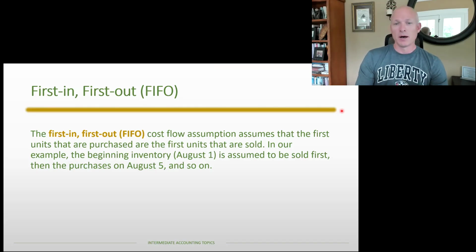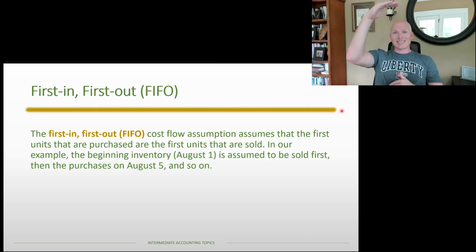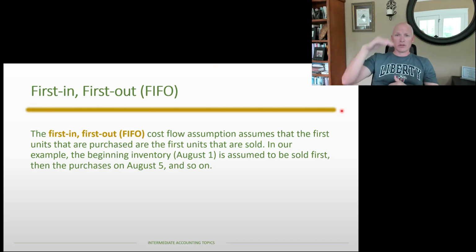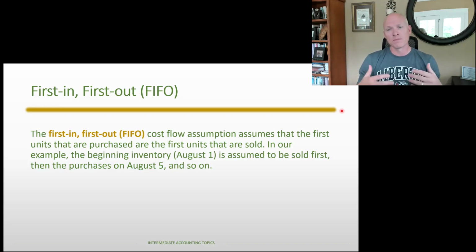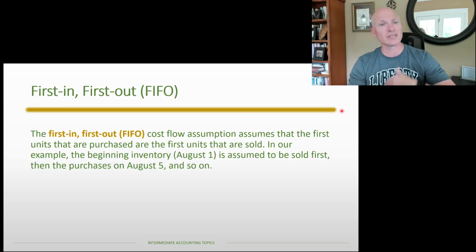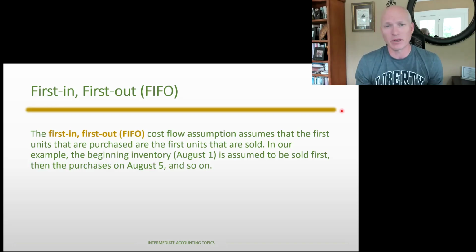And so again, the idea here is if we think about that stack of inventory, August 1st all the way through August 24th, as far as our purchases. Under FIFO, we're going to assume that the oldest ones, or the ones from August 1st, are going to be sold first, and then we'll work our way down to August 5th and so forth. And so the way this works again is that the first ones in are assumed to be the first ones out.